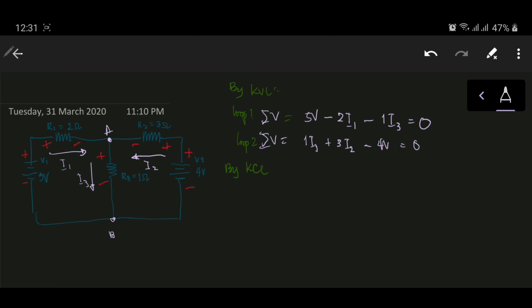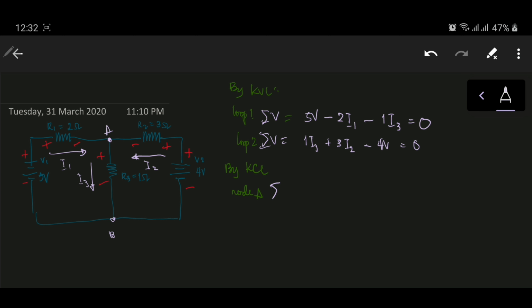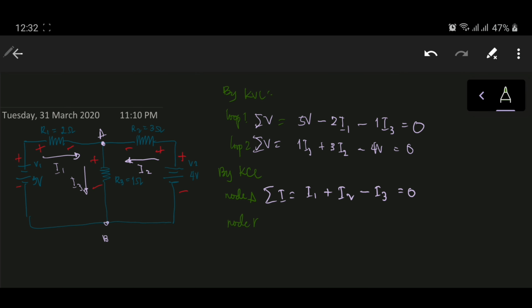Let's continue. At node A, we'll have the following equation. The summation of current is equal to 0, and the currents involved at node A are I1, which is positive, I2, which is also positive, because both of them are moving towards A, and then I3, which is negative. At node B, you also have 3 currents. You have I3, which is moving towards it, and 2 currents here.